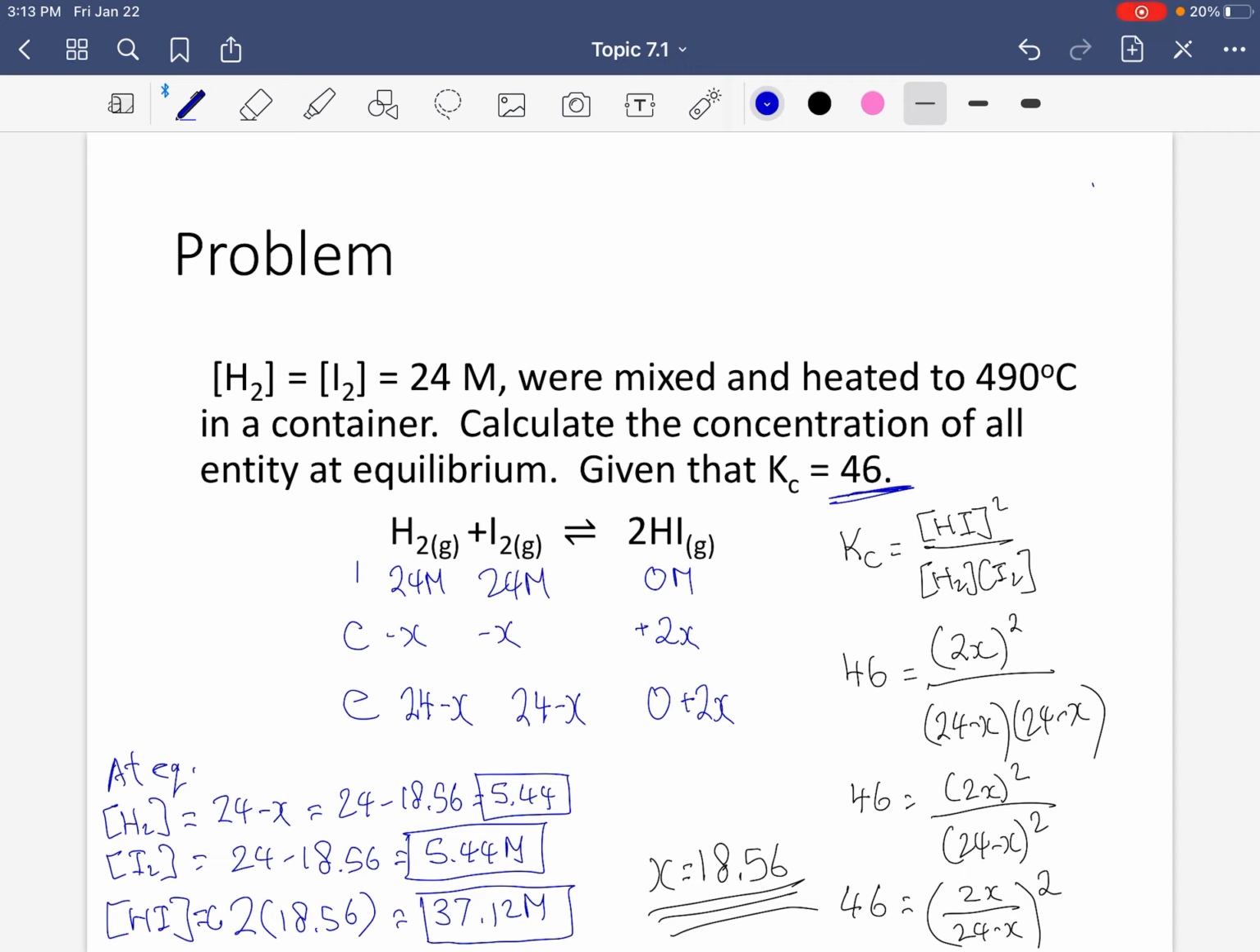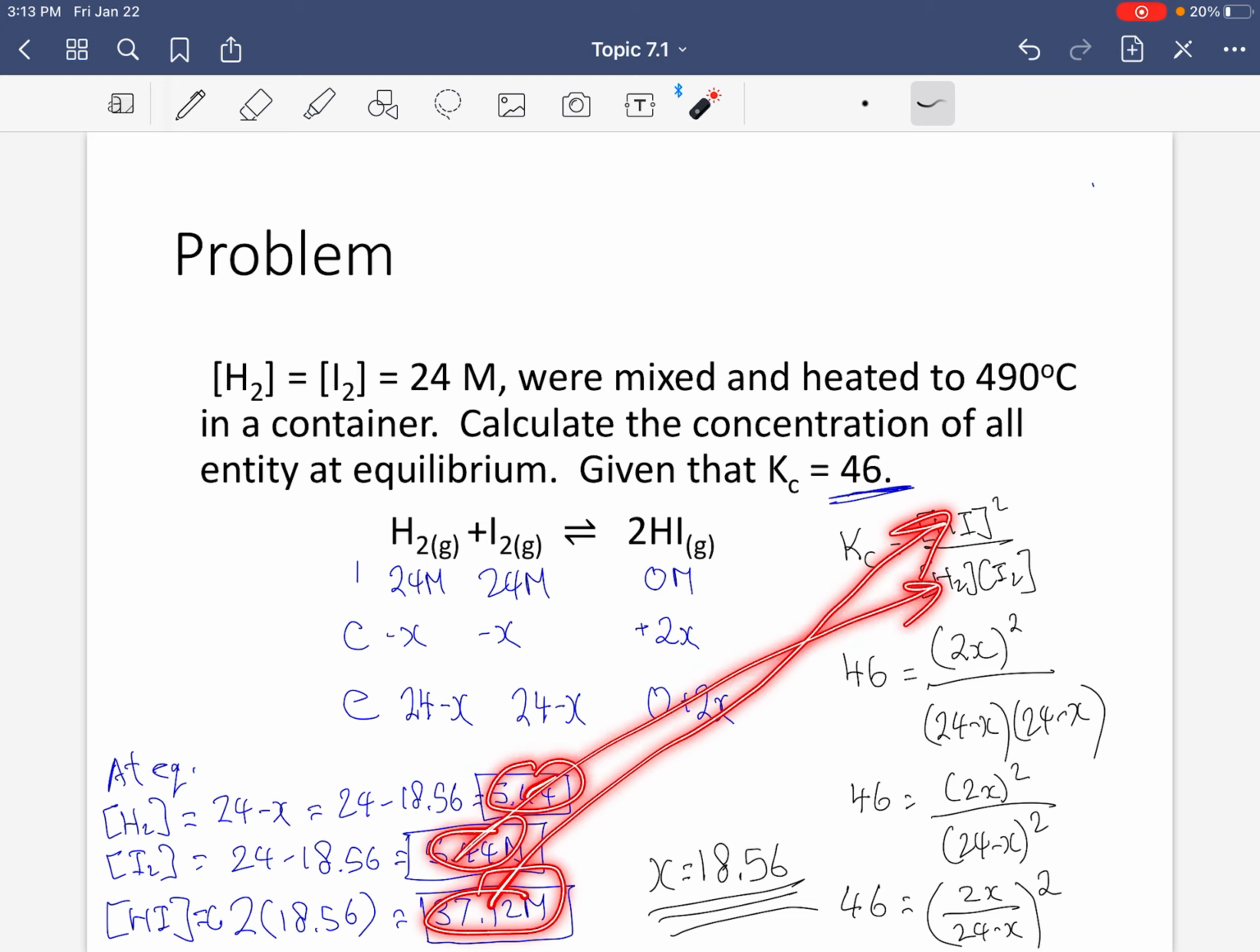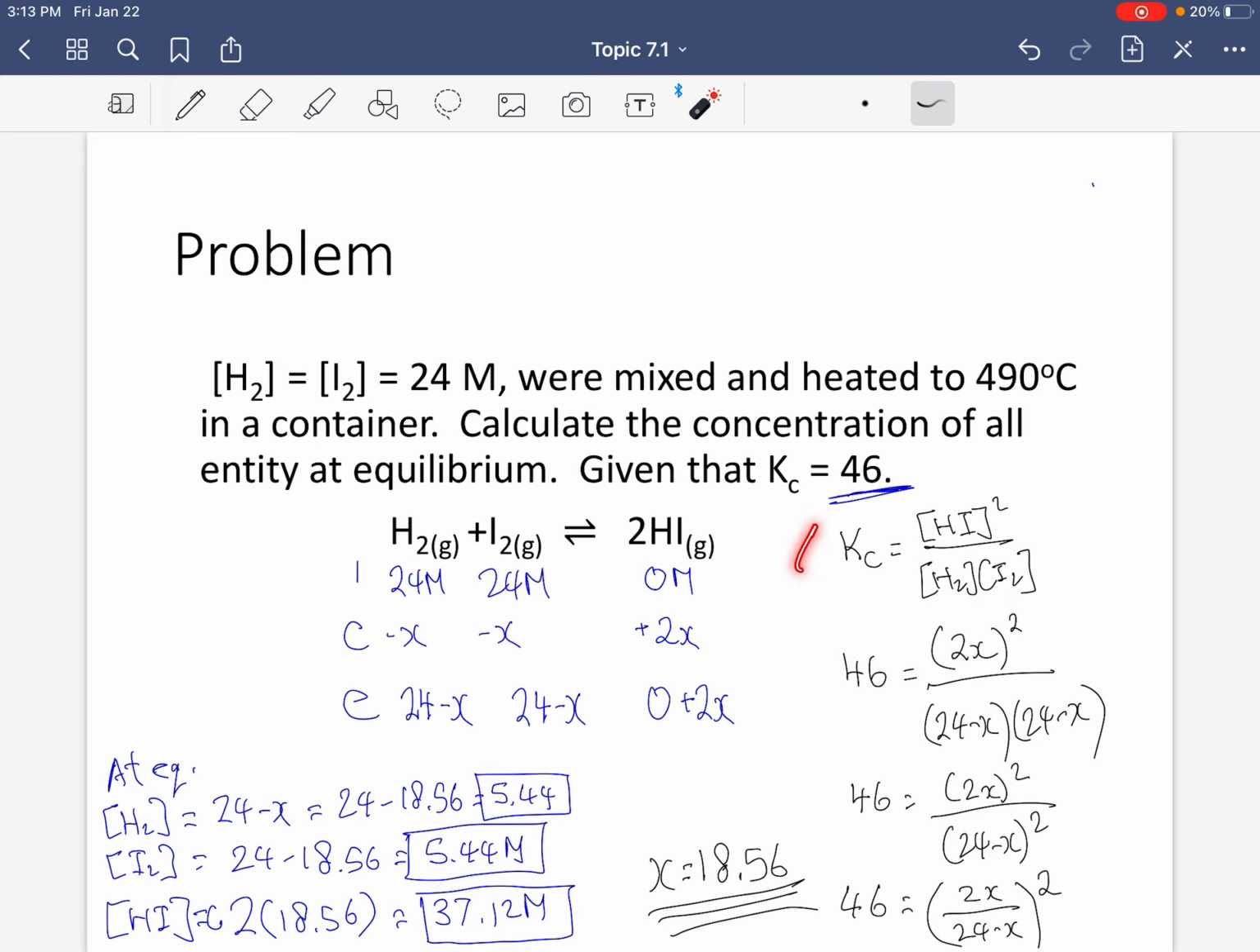Okay? Makes sense. And if you want to check your work, all you have to do is put these numbers back into your expression, and you should get 46. All right? Again, either you see it or you don't. The chemistry part is not that hard, but sometimes it's the mathematical part that can be tricky, and those silly mistakes just creep up on you all the time.